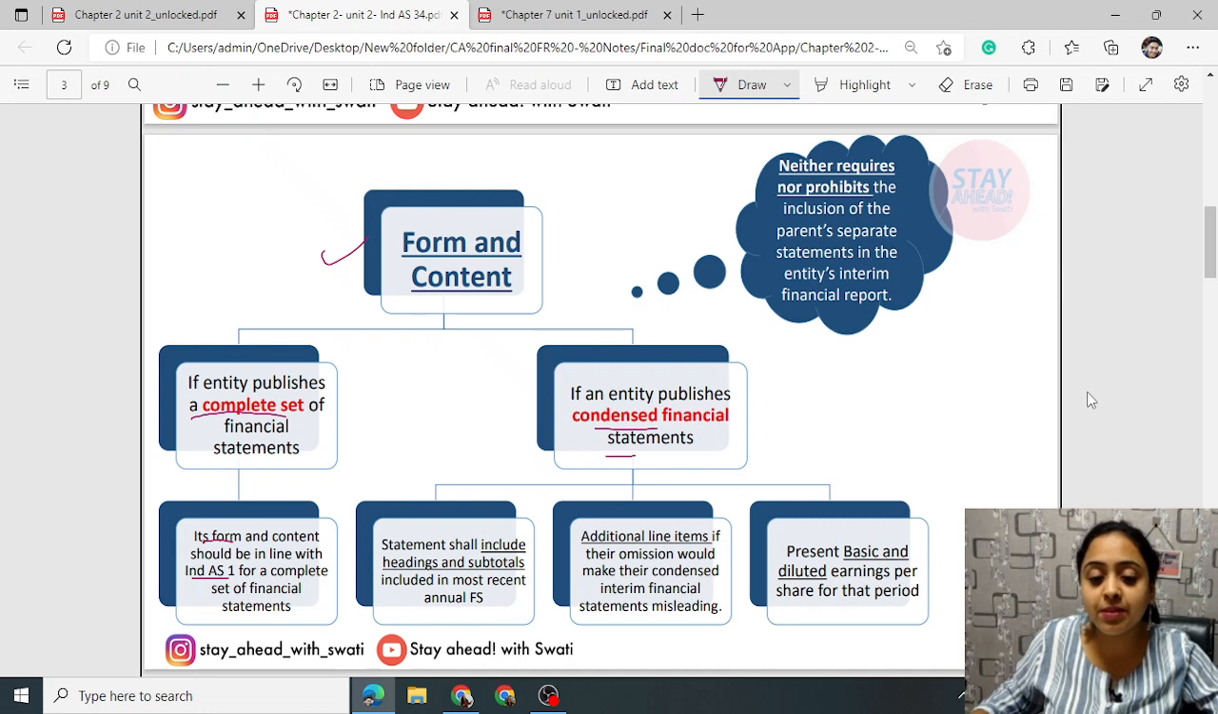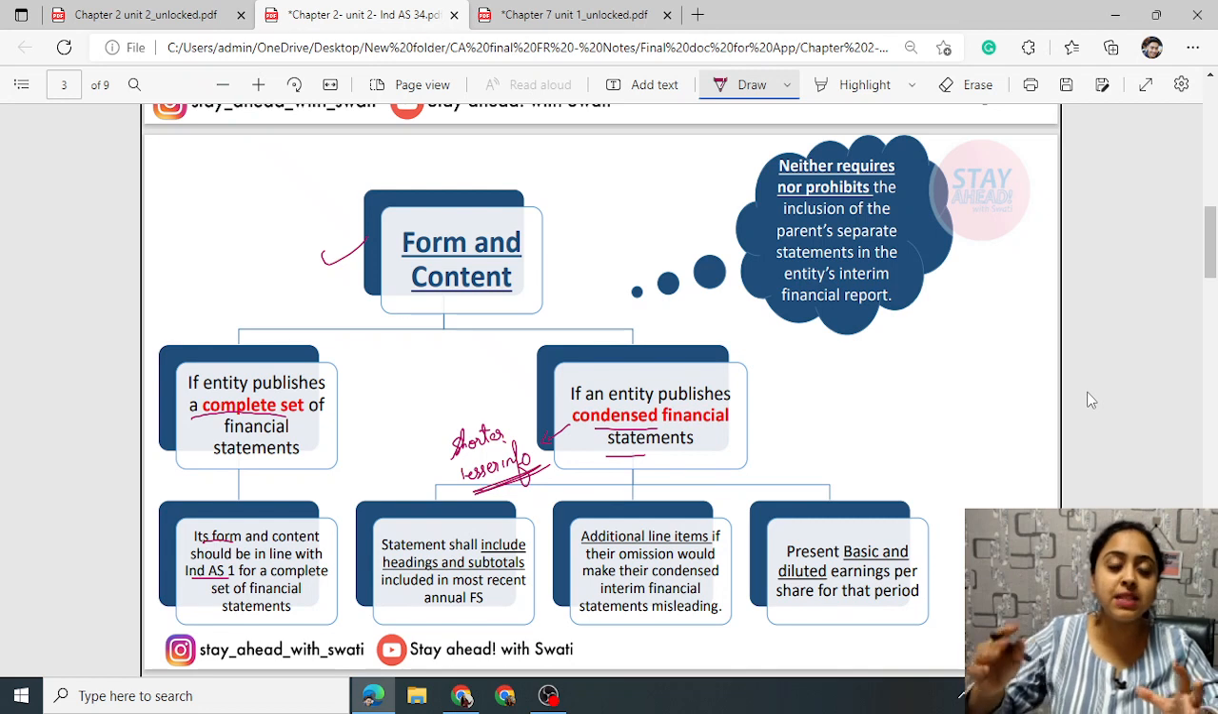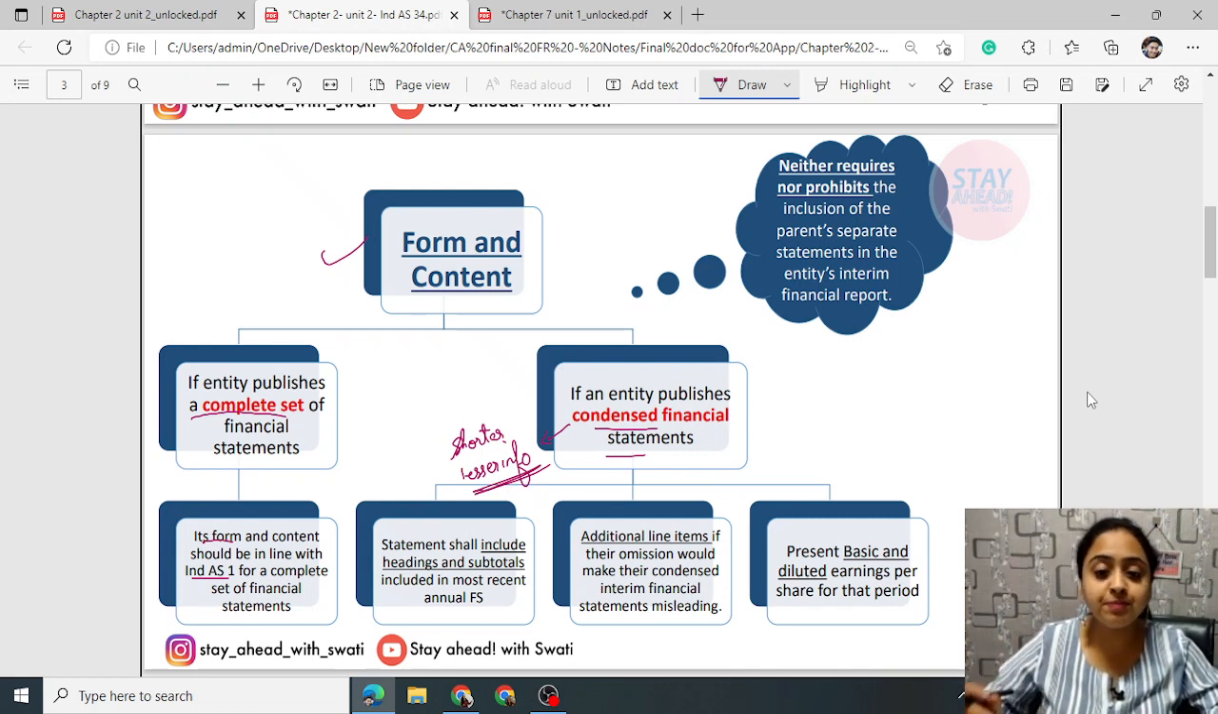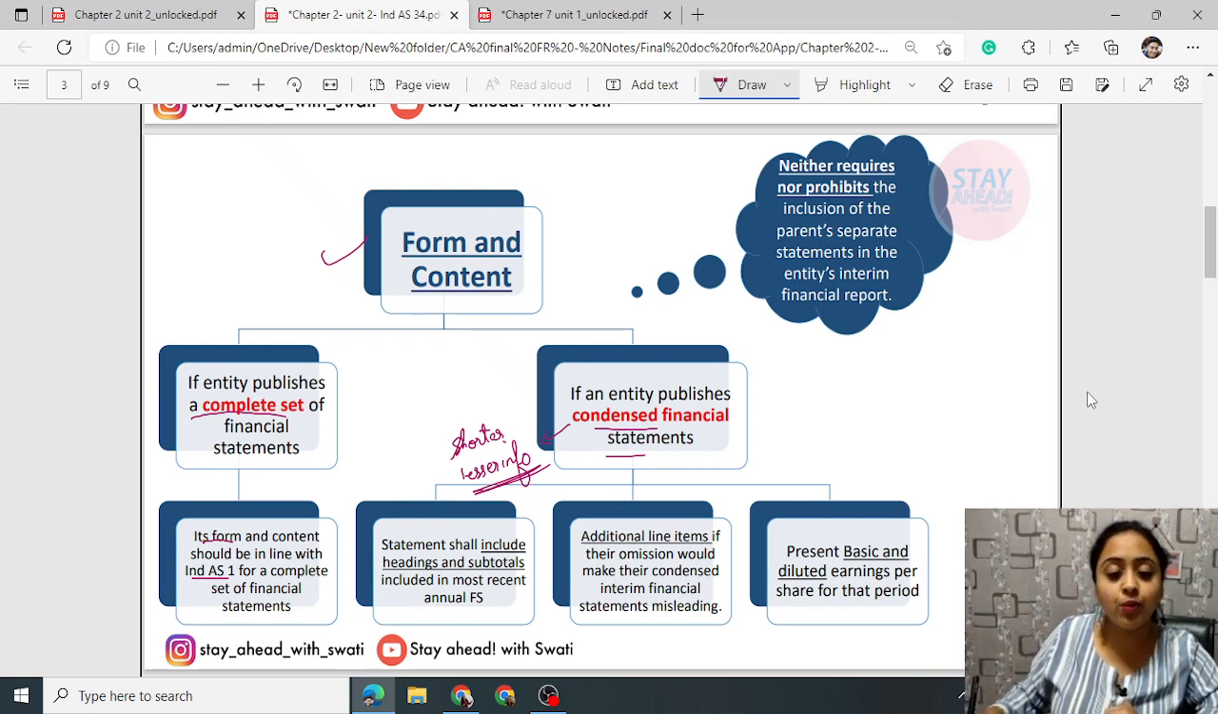Condensed financial statements means a shorter version, or you can say lesser information. This means condensed. Condensed means lessened. Okay, lesser information is also permitted. So if an entity publishes a condensed financial statement, then what happens?